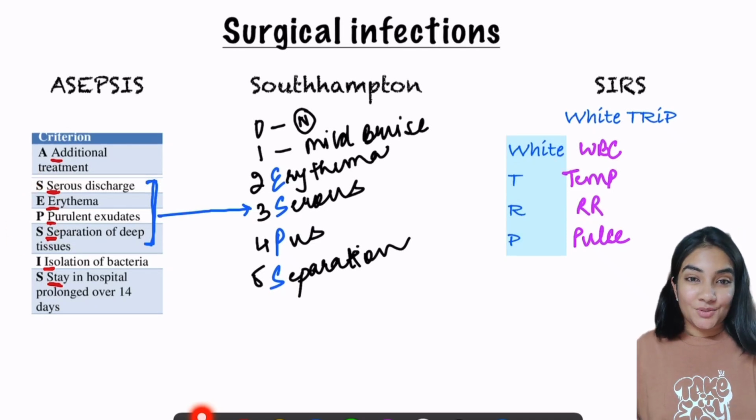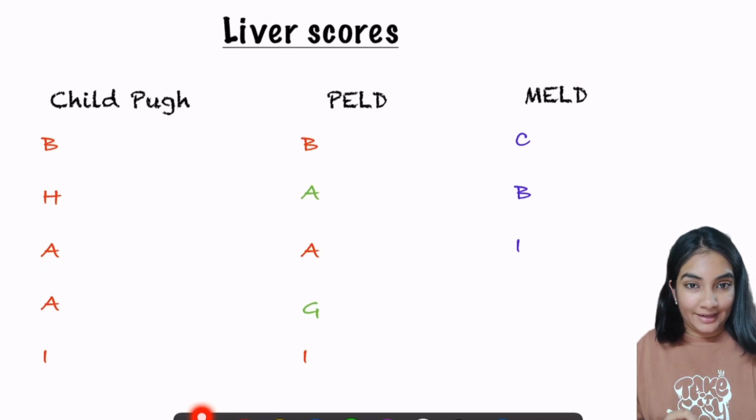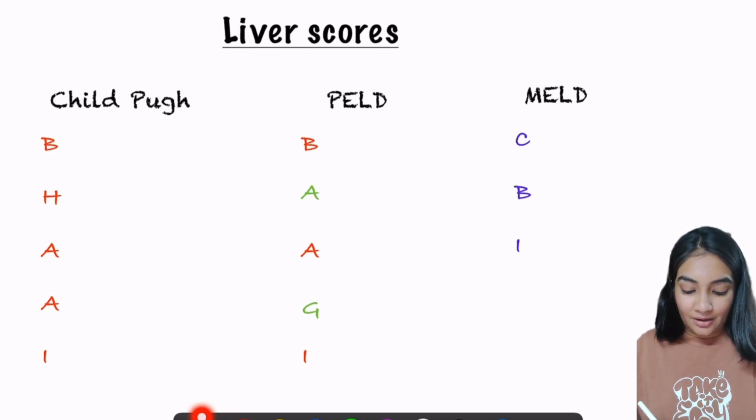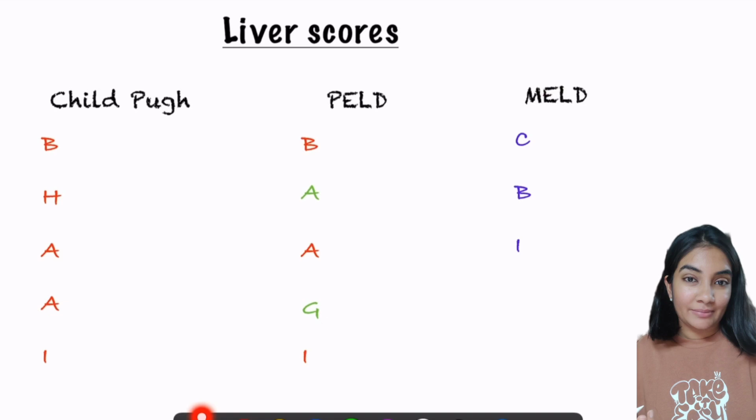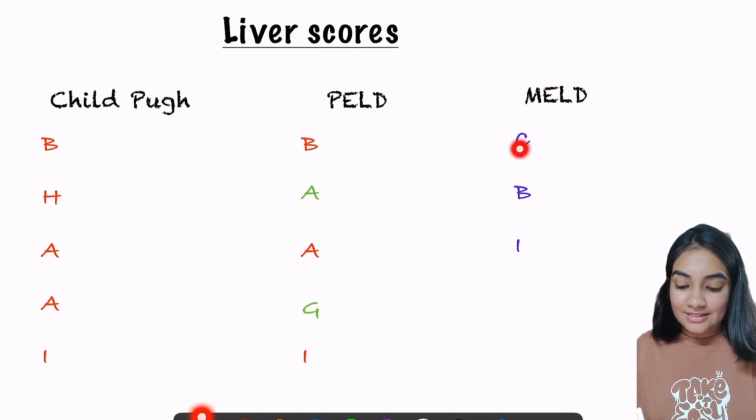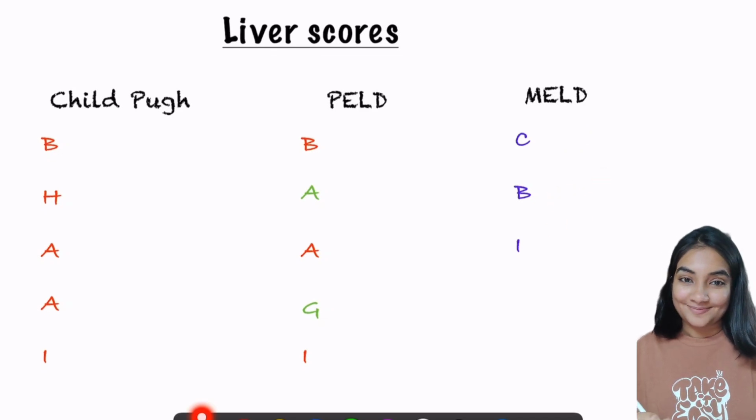Now the liver scores, and probably the most commonly asked score. Let's study these. First, the MELD score, which is slightly different from Child-Pugh and PELD. MELD is basically Model for End-Stage Liver Disease. MELD sounds like medal, and who will get a medal? The CBI, right? So MELD's components are creatinine, bilirubin, INR.